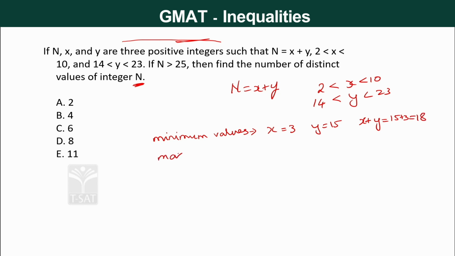And let us look at the maximum values. x can take a value up till 9 because it is less than 10, not less than or equal to. y can take a maximum value up to 22, because again here it is less than 23, not less than or equal to. So the maximum value that x plus y can take, adding the individual maximum values of x and y, is 9 plus 22, which is 31. So now they are asking us the number of distinct values of integer n. So n is nothing but x plus y.